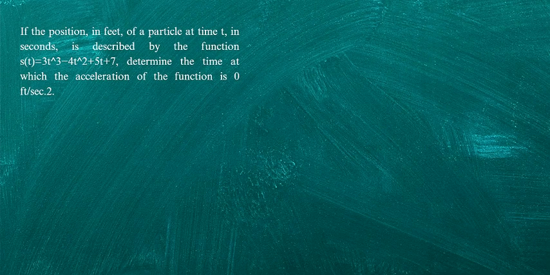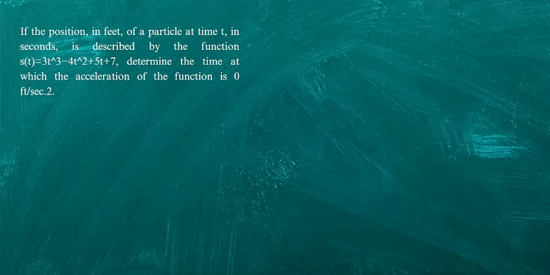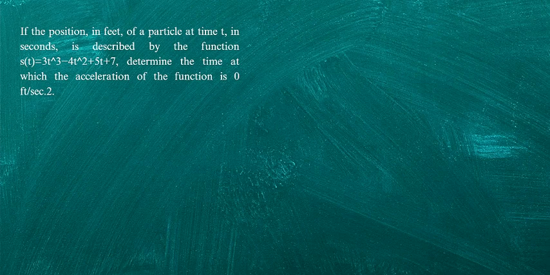So next is if the position in feet of a particle at time t in seconds is described by the function s of t equals 3t cubed minus 4t squared plus 5t plus 7. Determine the time at which the acceleration of the function is 0 feet per second squared.